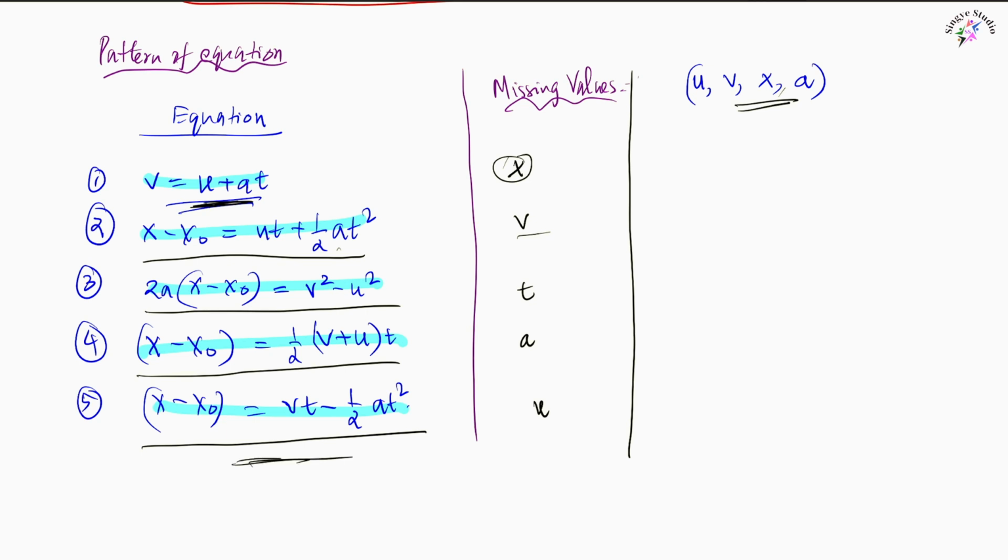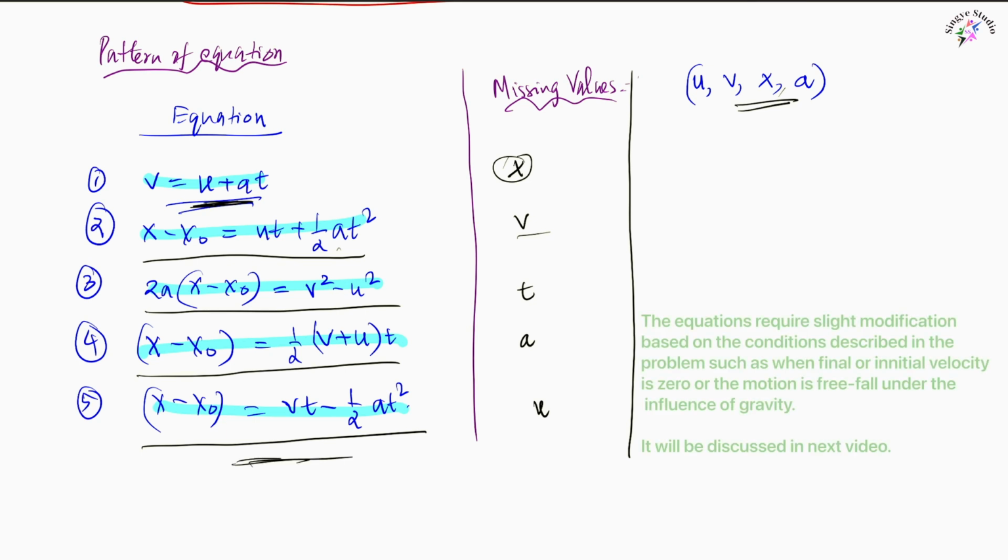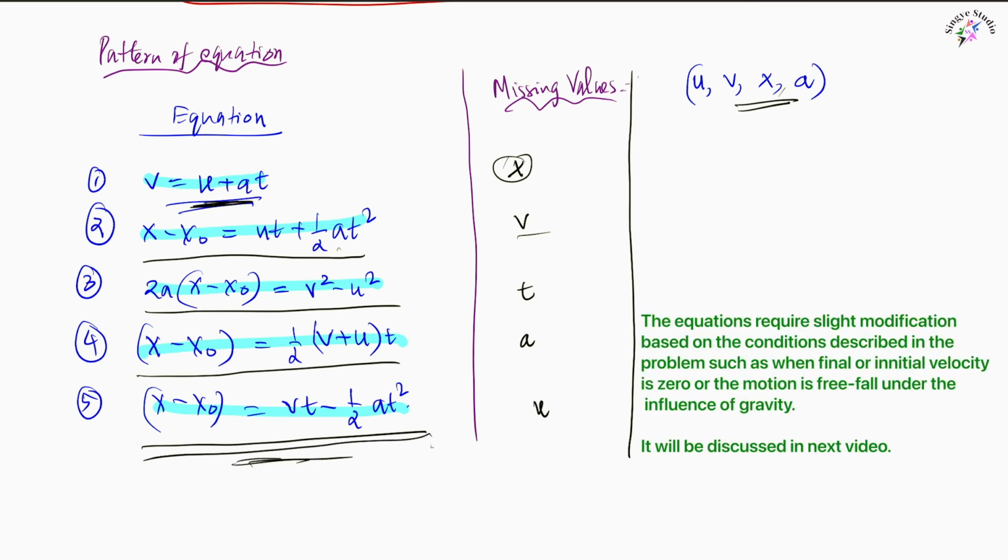In the next video, I will discuss how we can use these equations in real problems. There will be many cases, and in special cases sometimes we have to modify these equations, like motion in a straight line, and sometimes straight line but under the influence of gravity, and depending upon whether it has initial velocity or final velocity, the equations will change. So I will discuss this in detail in the next video.